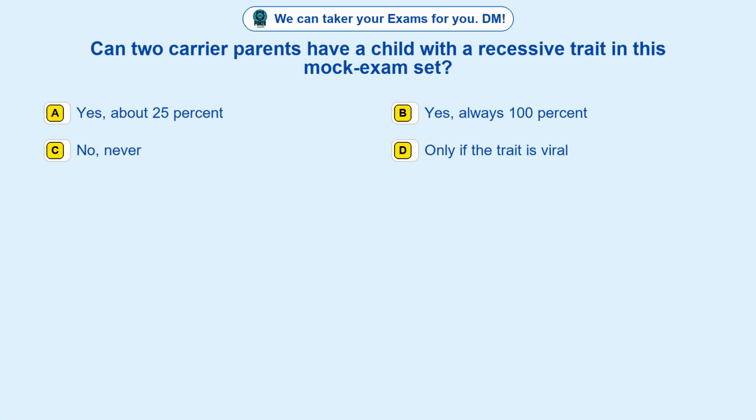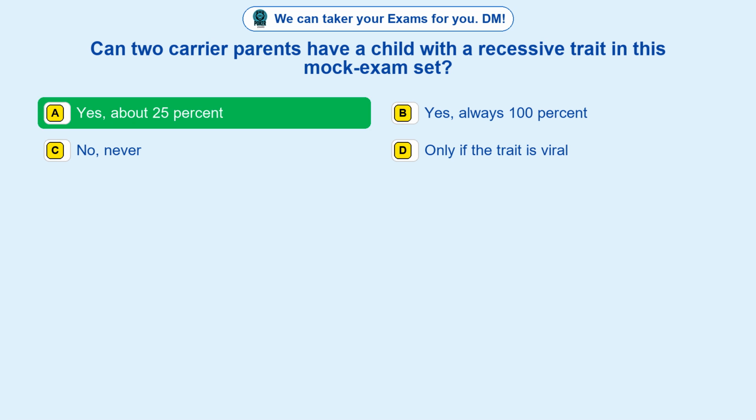Question 11. Can two carrier parents have a child with a recessive trait in this mock exam set? Option A. Yes, about 25%. Option B. Yes, always 100%. Option C. No, never. Option D. Only if the trait is viral. The correct answer is option A.